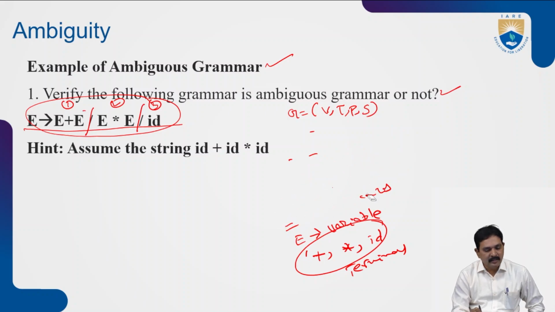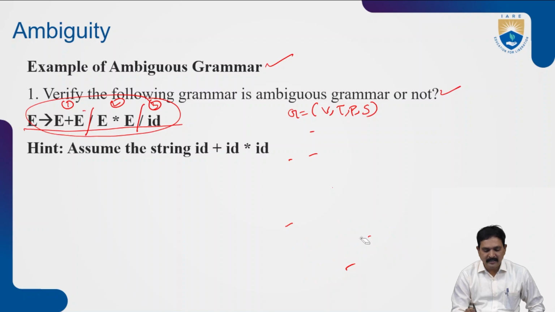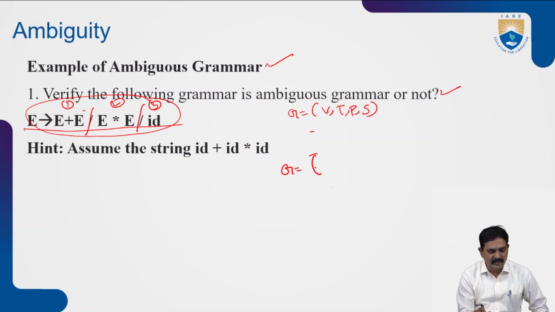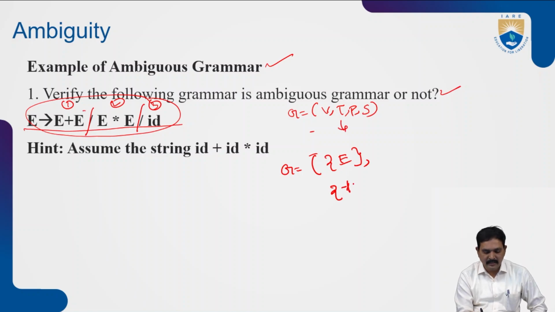The question is whether the following grammar is ambiguous or not. Now I am concluding what the variables, terminals, productions and starting symbol are. Here G has one single variable, capital E. The terminals are plus, asterisk and ID. And the productions are the 3 productions already shown.